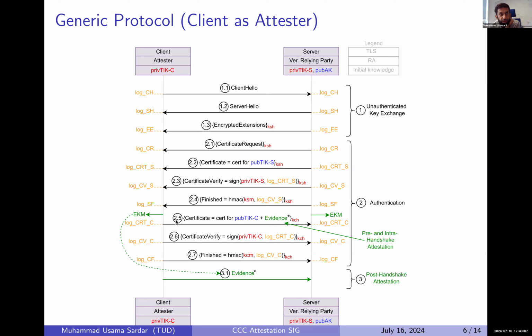2.5 definitely happens before verification, because the client, as the attester, is sending over the evidence as part of this message. The verifying relying party, if I understood your question correctly, can only verify once it has this evidence. It will receive it as part of 2.5, talking about only this, forgetting about post. Since they are in the same flight, verification will happen somewhere here. So the server, the relying party, has access to the evidence only after 2.5. Yeah, only after 2.5.